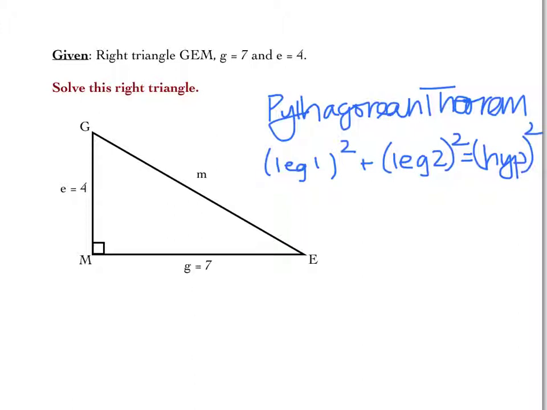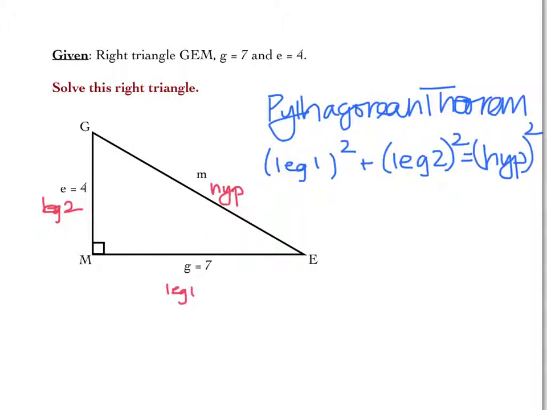Now I'm the type of problem solver who likes to label the triangle. Therefore, I will label this as leg 1. Here's leg 2, and here's the hypotenuse. Now just a reminder, it doesn't matter if you labeled this one leg 2 and this one leg 1. That's interchangeable. What is not interchangeable is the hypotenuse. The hypotenuse is always across from the 90-degree angle.